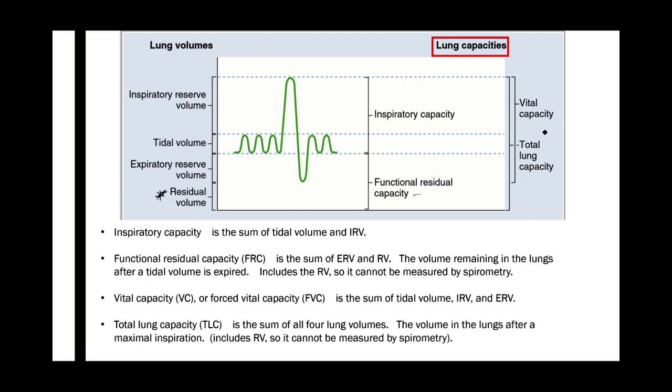And then the capacities obviously are just inferred from the results of the volume measurements, because remember, capacities are just 2 or more lung volume measurements. Vital capacity, you will also see this as FVC, which is forced vital capacity, and that's really important. You'll see later on when we look at the FEV1 over FVC ratio. FEV1 stands for forced expiratory volume in 1 second, and that's divided by the forced vital capacity.